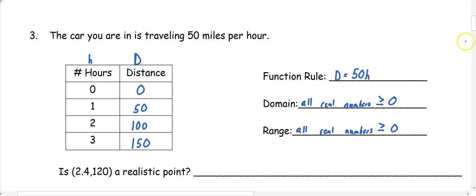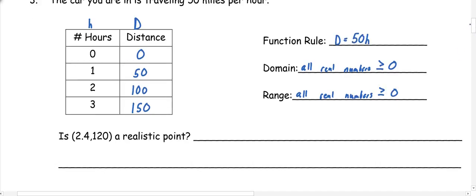So is (2.4, 120) a realistic point? So I'm going to multiply 2.4 times 50 miles, and I get 120. So is this a realistic point? Yes, because it is a solution to the function rule.